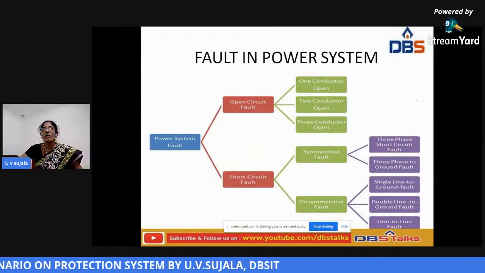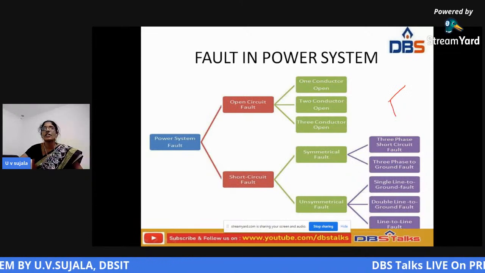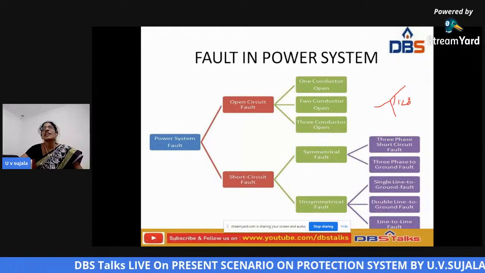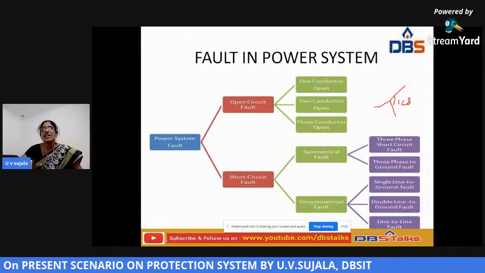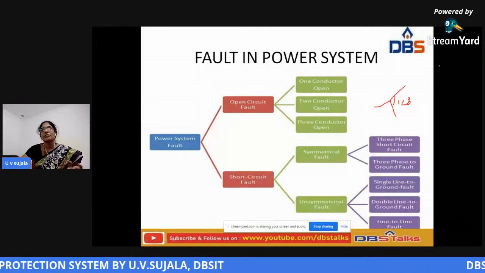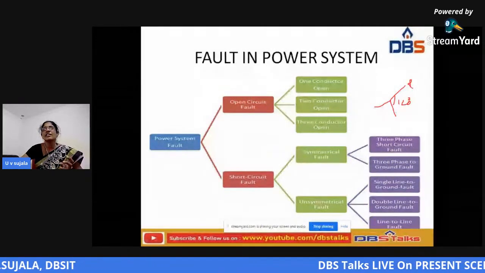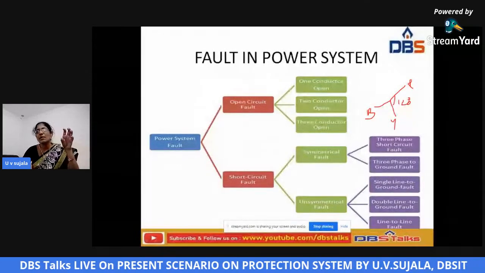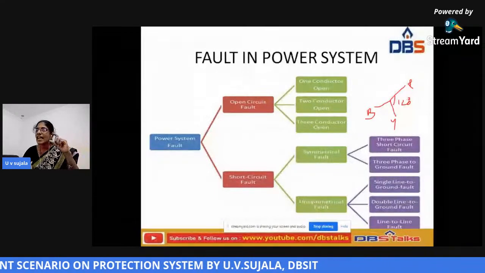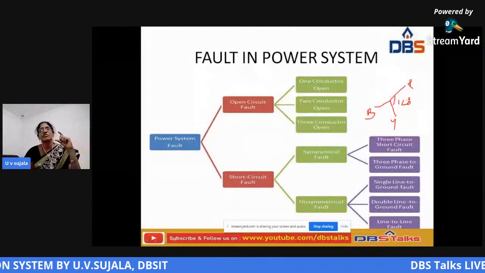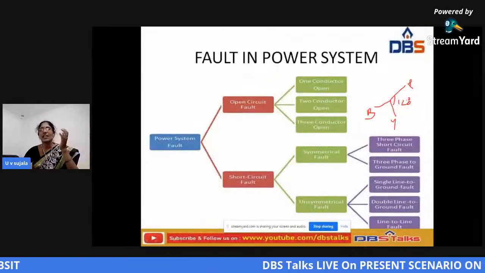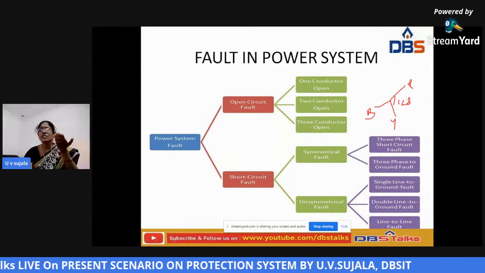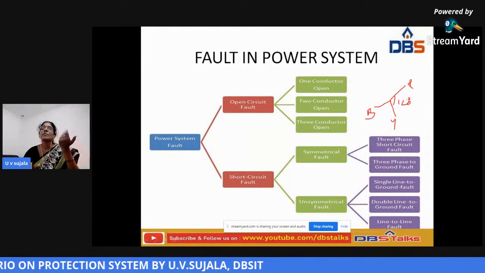That means a balanced condition: if you take three phases, each phase has a 120 degrees phase difference, and the magnitude of the voltage is the same. Suppose this is the R phase, this is the Y phase, and this is the B phase. These three phases have the same magnitude and the phase angle is 120 degrees on each phase, then that system is a balanced system. Otherwise, if the magnitude and the phase angle are different, it is called an unbalanced system.